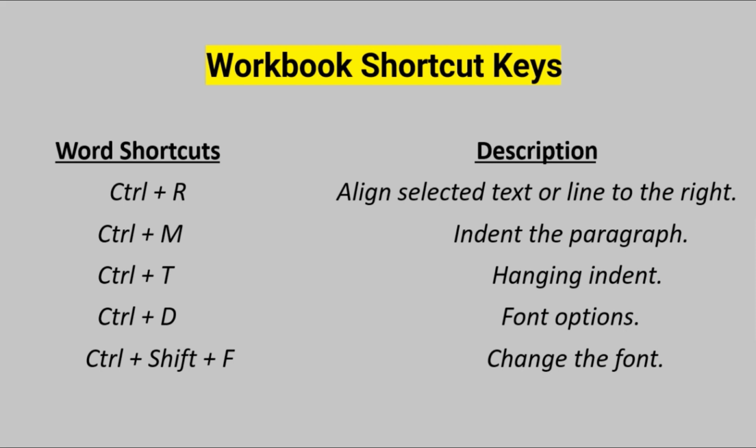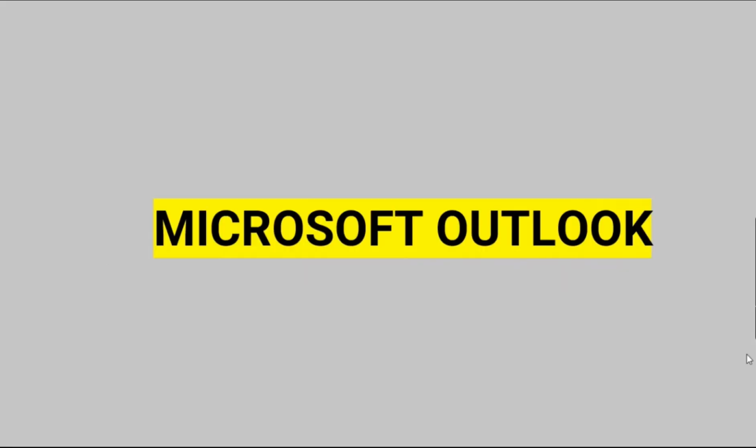Next, if you wish to indent the paragraph, you can simply use Ctrl plus M. Next shortcut key is Ctrl plus T, which is to hanging indent. Next is Ctrl plus D, which is available for various font options available. Next, if you wish to change the font, you can use Ctrl plus Shift plus F. Okay guys, so it was all about some of the shortcut keys of Microsoft Word.